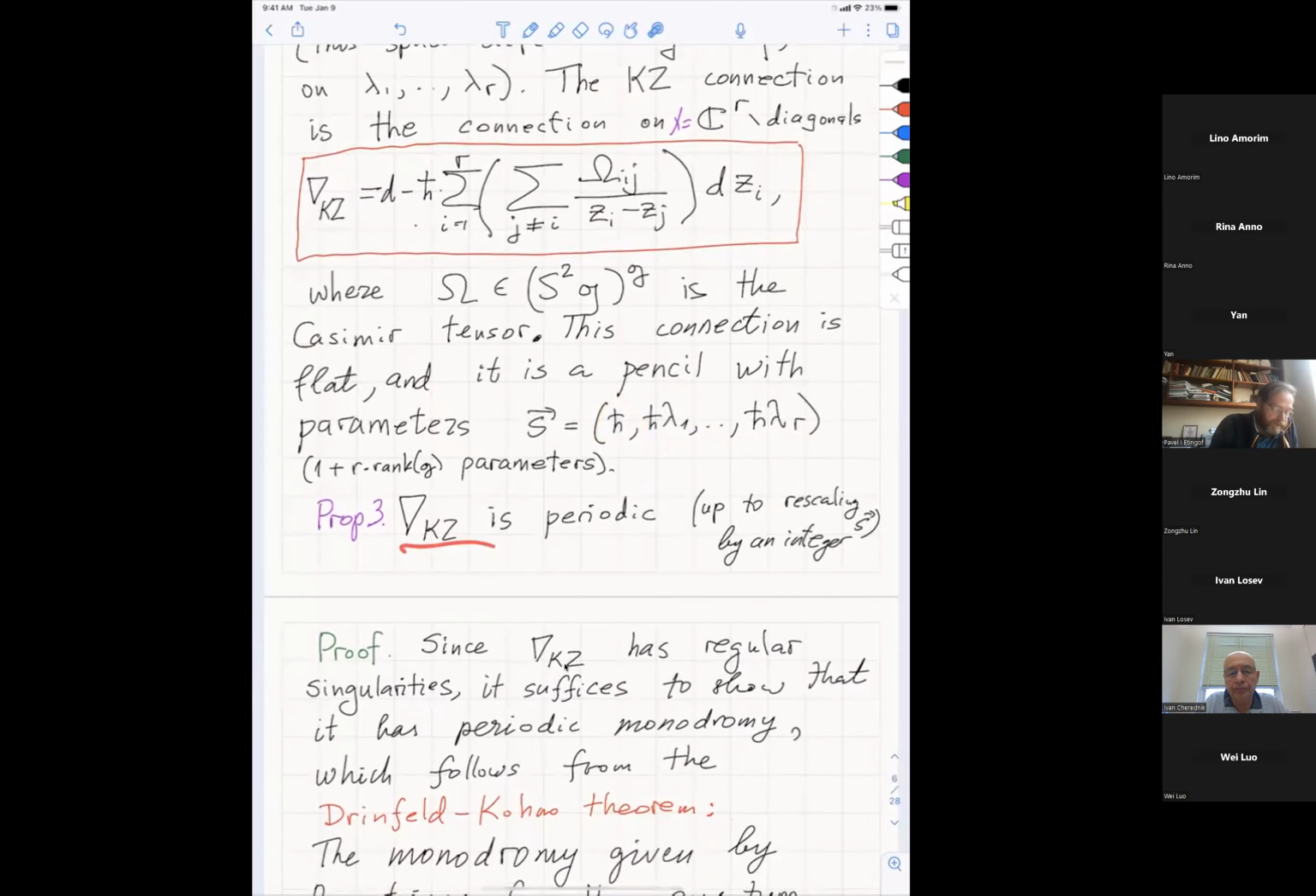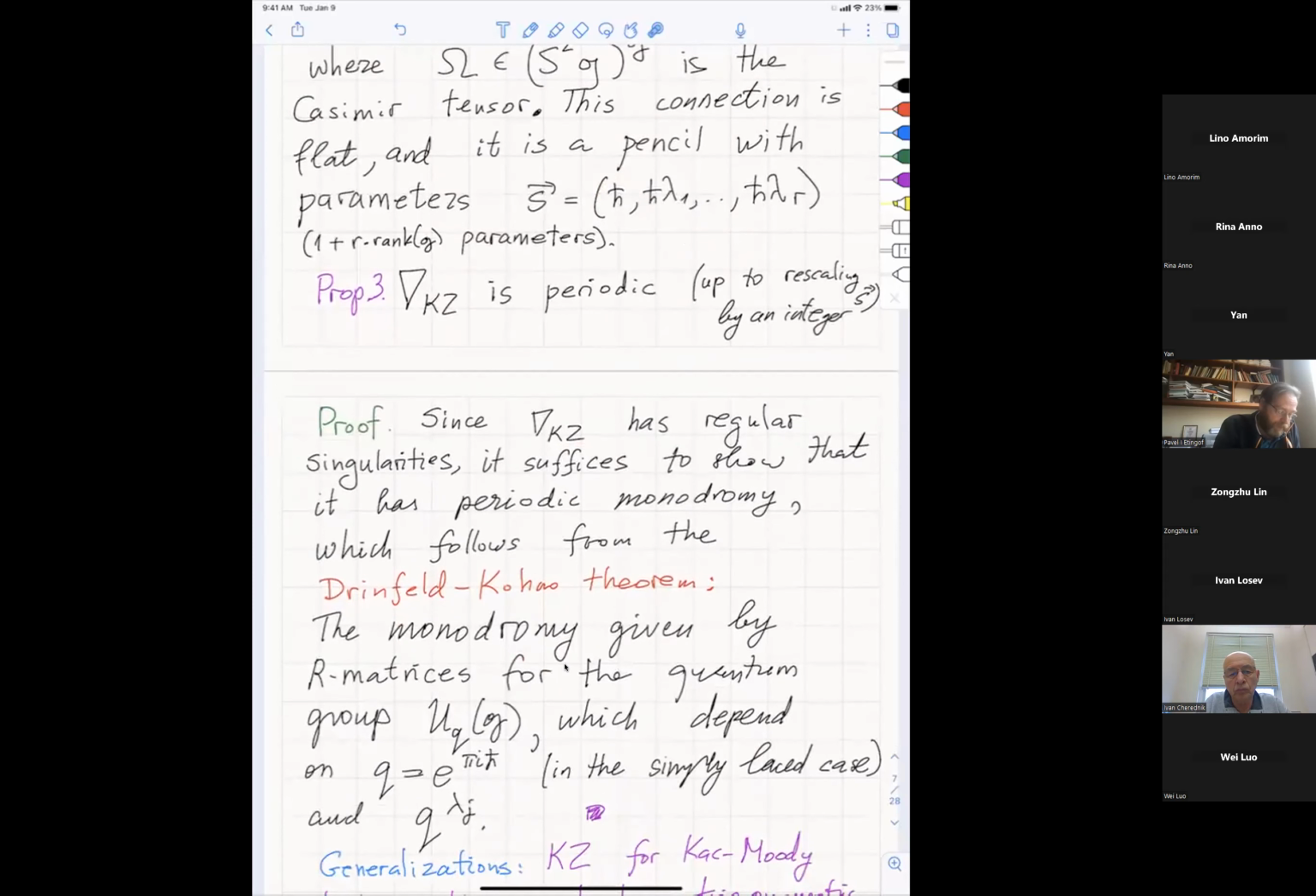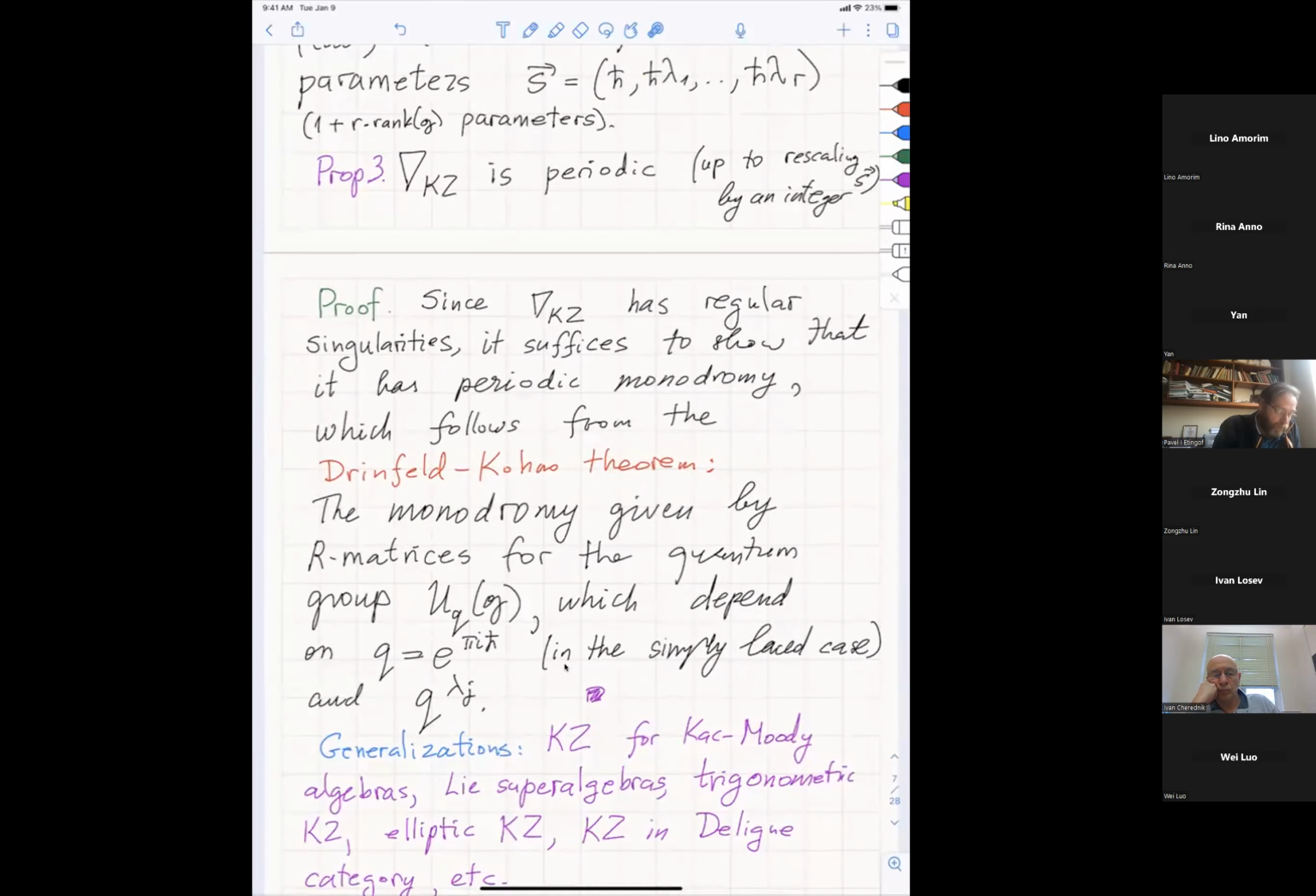And so this says that this is periodic, and the proof is the following: first of all, it is easy to see that this has regular singularities. And so it is enough to show that monodromy is periodic, and this follows from the Drinfeld-Kohno theorem. So what does the Drinfeld-Kohno theorem say? It says that monodromy up to conjugation is expressed through R matrices of the quantum group U_q of G. And the quantum group depends on q, which is e to the pi i h, and also q to the lambda i, which is exponential of pi i h lambda j. And so that exactly means that it's exponentials of those, and monodromy is periodic.